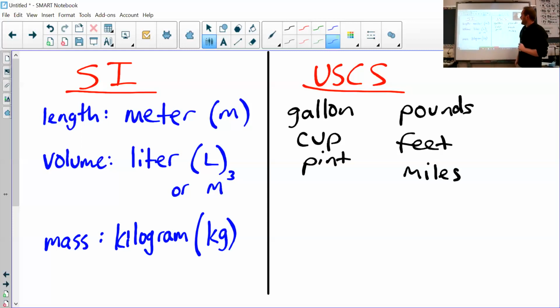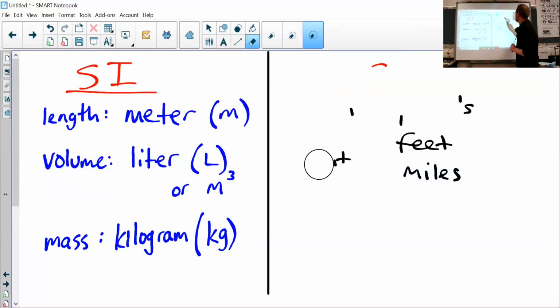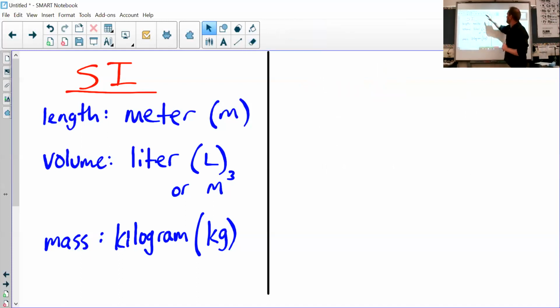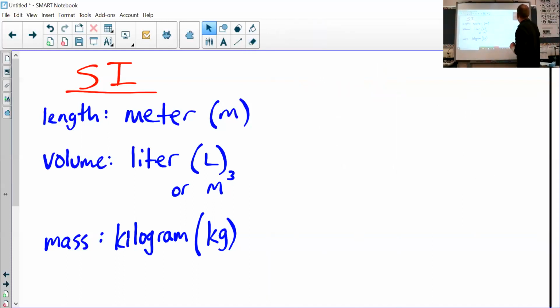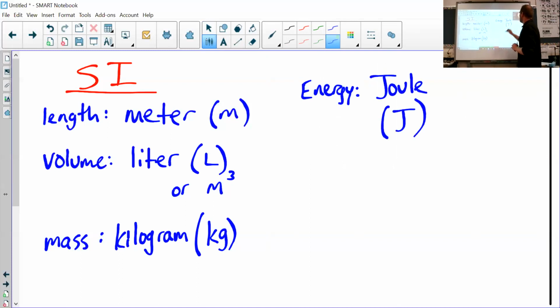Let's go over some other SI base units. I'm going to clear some space here. Let's go over some more SI base units. So the SI base unit for energy. I just kind of mentioned this. It's going to be the joule, J-O-U-L-E, abbreviated a capital J. We're going to talk about joules later.